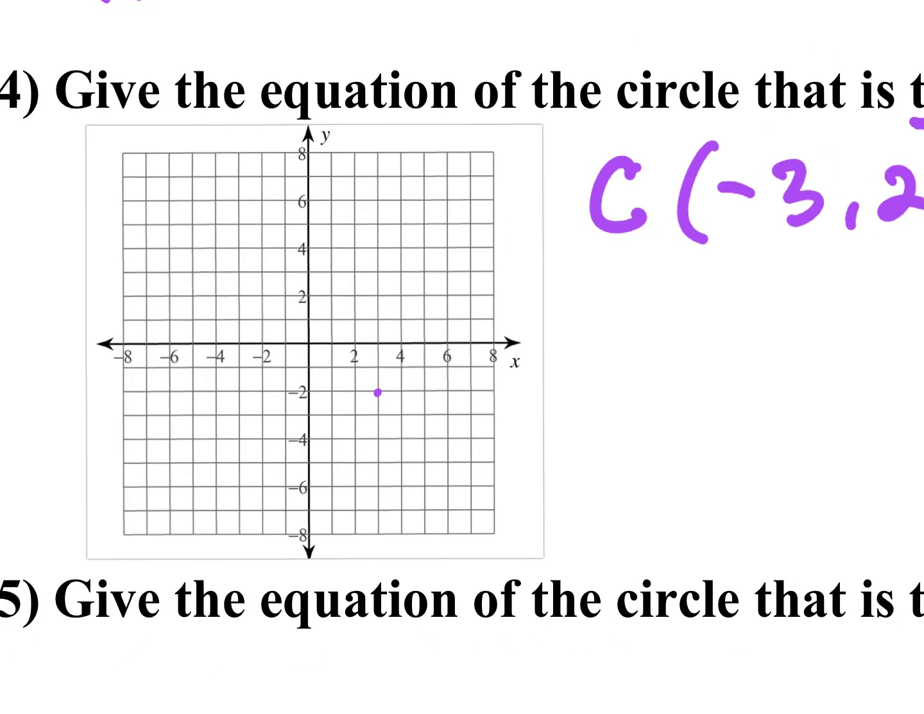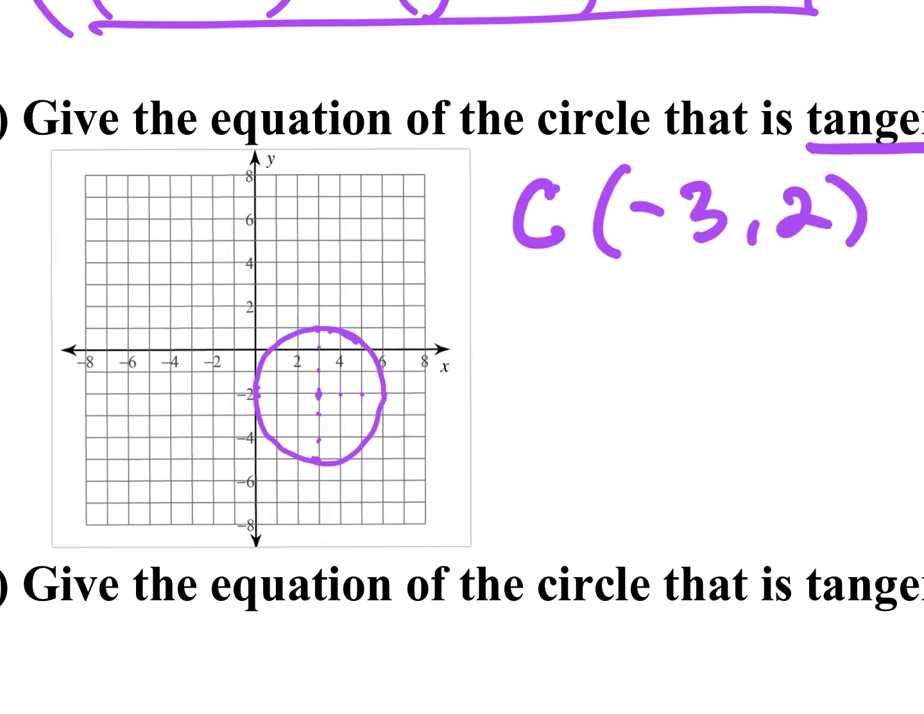If it is tangent to the y-axis, it means it's going to be 1, 2, 3. That's going to be 3 units for each side. Okay, from the center, 3 units. 1, 2, and 3. So if it is tangent, it goes this way. Okay, 1, 2, 3, it goes this way. And voila. Okay, that's our circle.